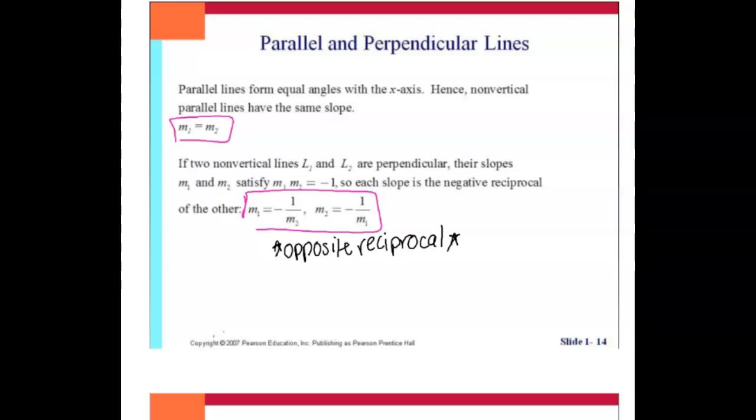All right, so we have parallel and perpendicular lines. Parallel and perpendicular lines have key features. Parallel lines have slopes the same. Perpendicular lines have slopes that are opposite reciprocals of each other. So again, parallel lines have slopes the same. Perpendicular lines have slopes that are opposite reciprocals.